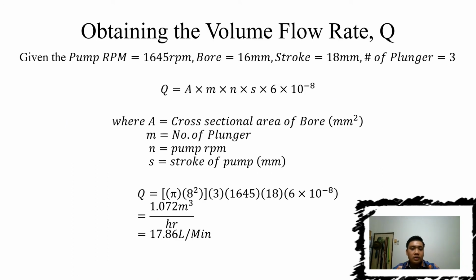So to obtain the volume flow rate of this plunger pump, which is denoted by the symbol Q, we have to take the cross-sectional area of the bore, multiply by the number of plunger in the plunger pump, multiply by the pump RPM, and finally multiply by the stroke of the plunger. So after putting in all the values into the formula, we got 17.86 liters of water per minute, which is quite close to the rated rating of 17.